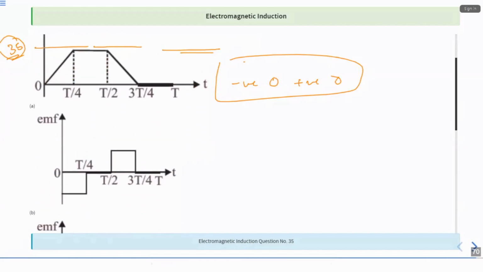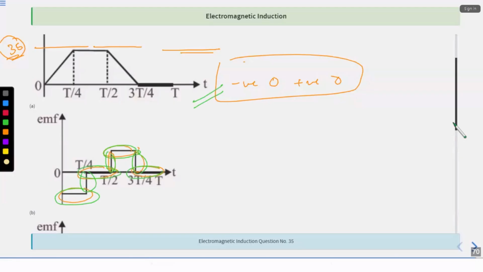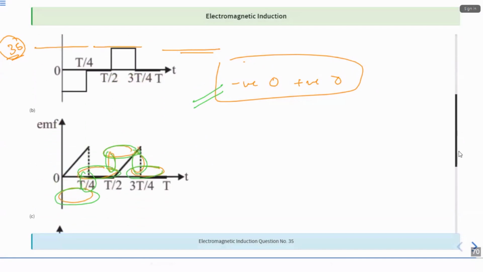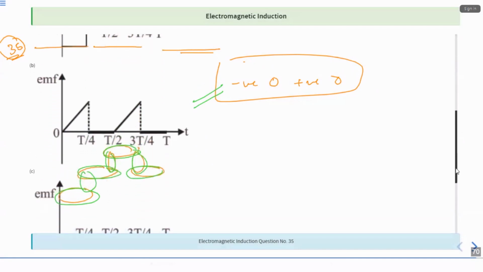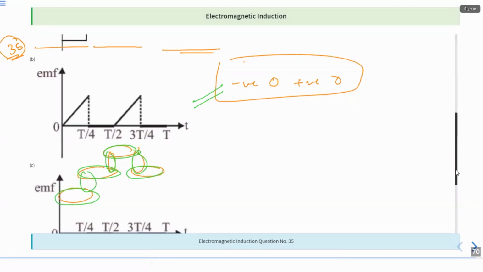So here it is negative, then 0, then positive, then again 0. So ignore these lines, these are just for transitions, so neglect these lines. So here it is negative, 0, positive, 0. Satisfying this case. So let's see others. So here it is, no, here it is also positive. Here it is again positive, and here also positive.